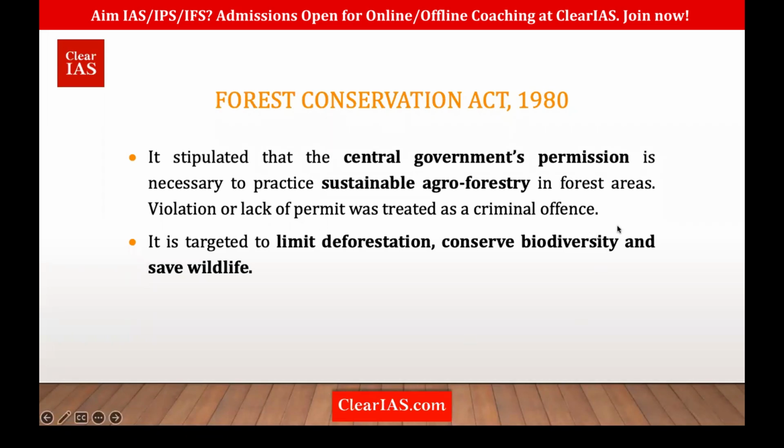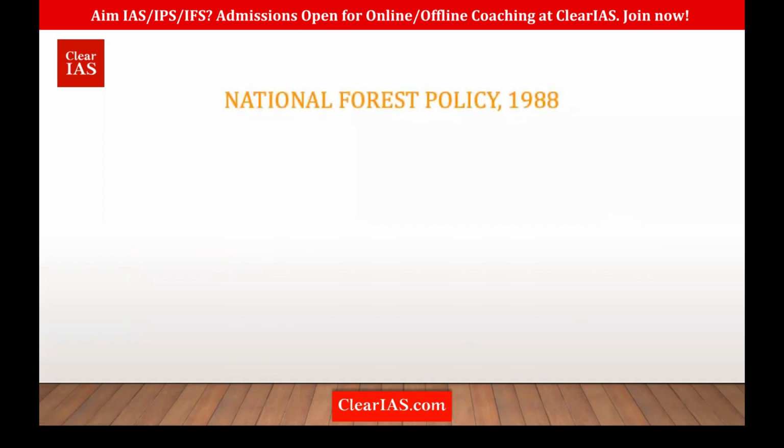Whenever there is agroforestry, that is, agriculture, most of the agriculture across India has taken place after deforestation of forests, right? Agricultural land was taken up. So this would be reduced, and they try to ensure sustainable agroforestry practices, with the assistance of the central government.